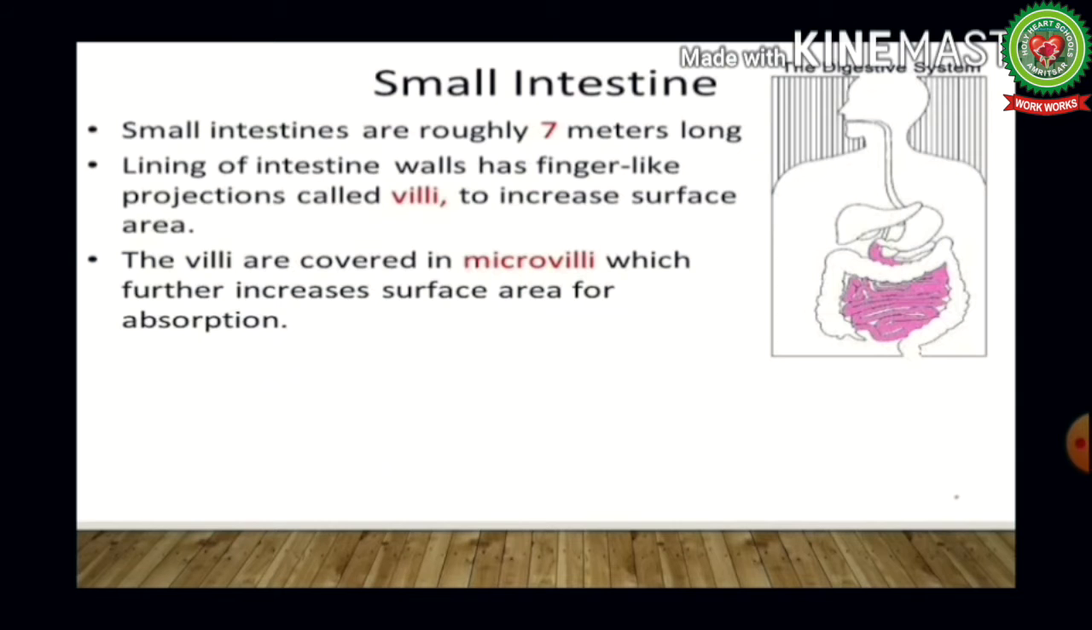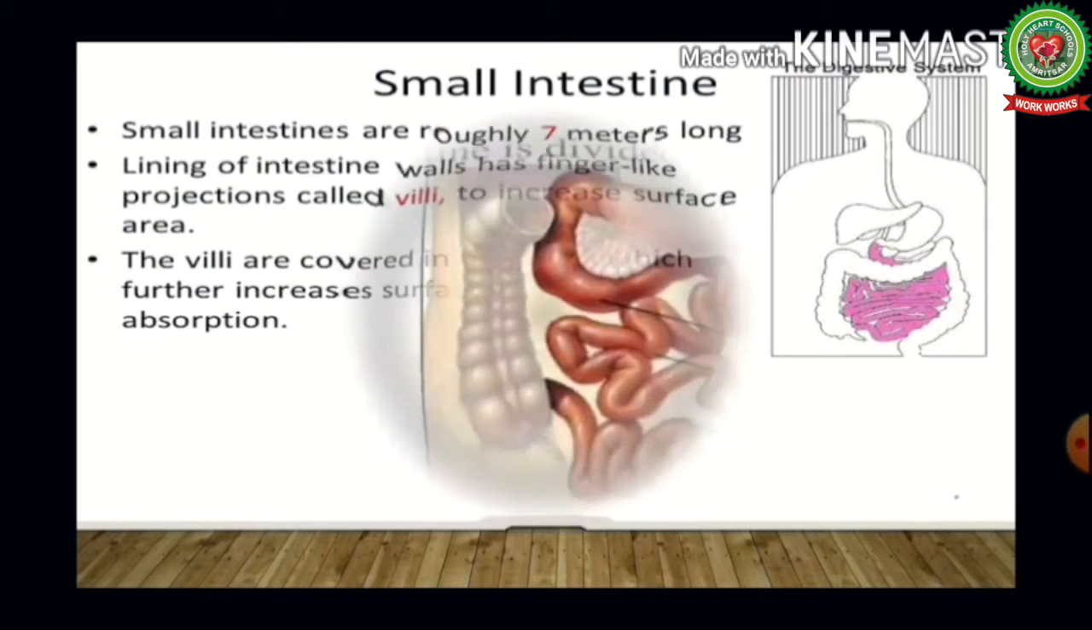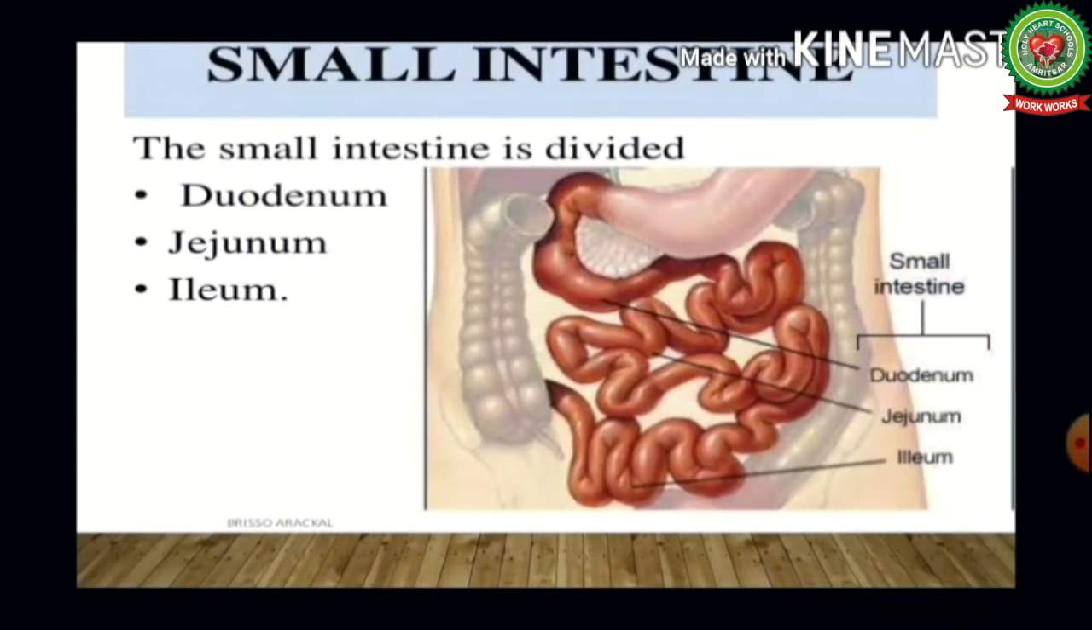First is the small intestine. Small intestines are roughly 7 meters long. The lining of the intestine walls has finger-like projections called villi to increase surface area. The villi are covered in microvilli, which further increases surface area for absorption. The small intestine is divided into three parts: duodenum, jejunum, ileum.